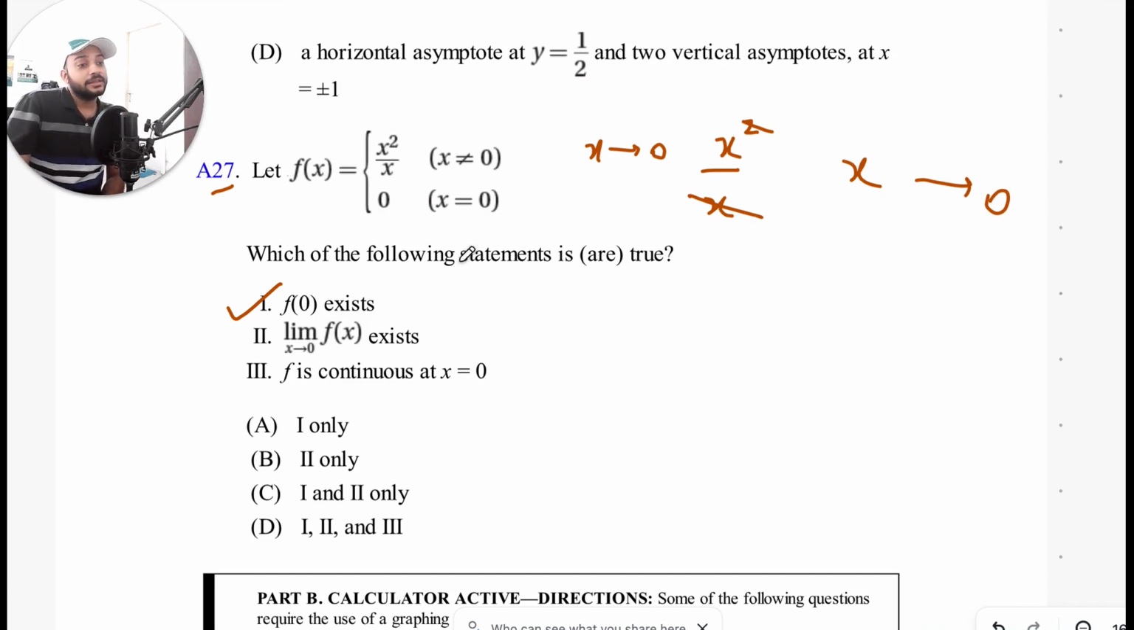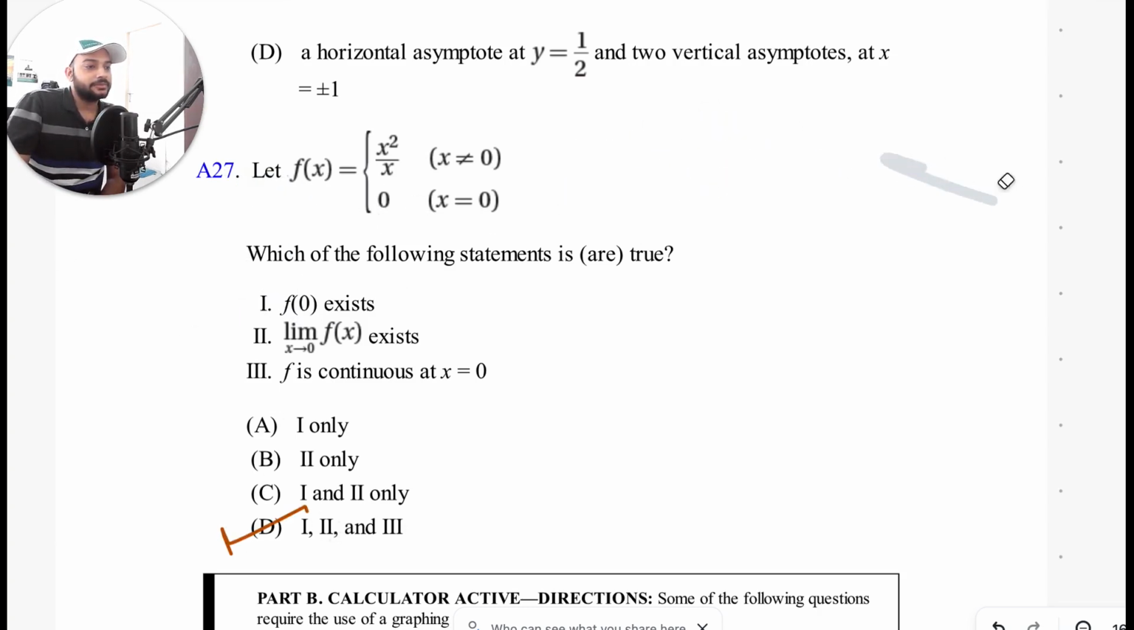Yes, it is, because the value of the function at x is equal to 0 is 0, and the limit of the function at x is equal to 0 is also 0 from left hand side, right hand side. So option D is correct. All three are true. All three statements are true statements. Okay.